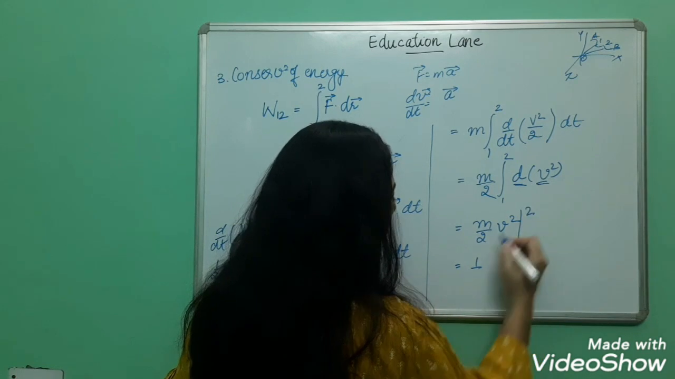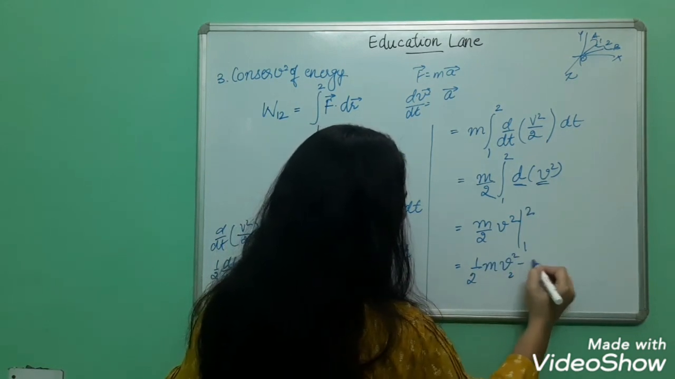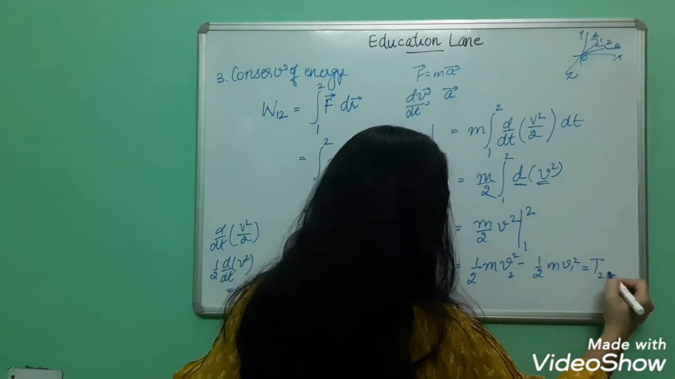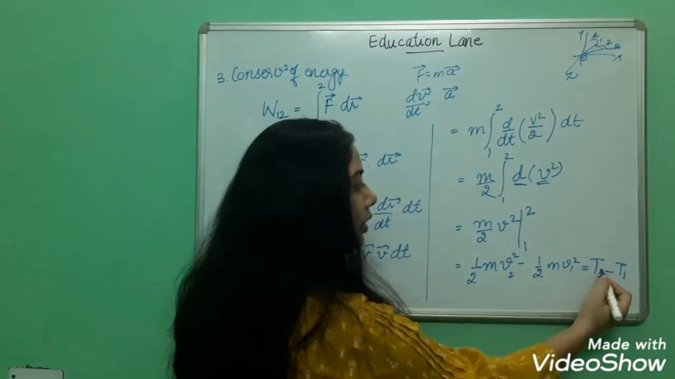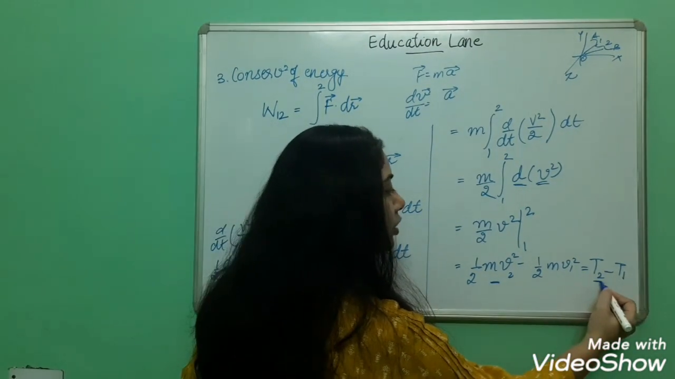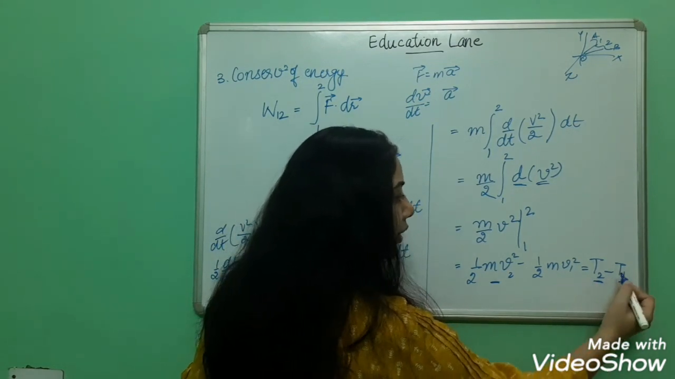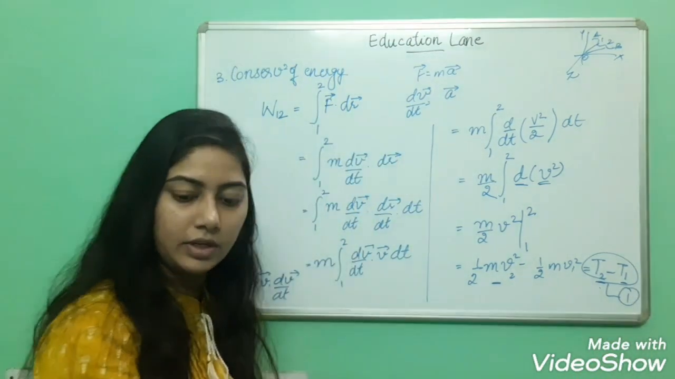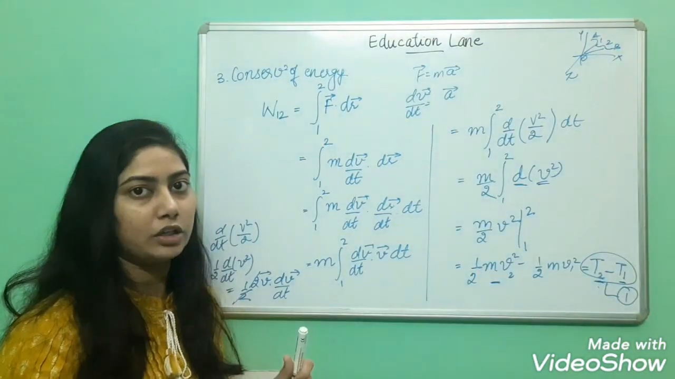From point 1 to 2. I have represented my kinetic energy with the term T. T2 is the kinetic energy at point 2, T1 is the kinetic energy at point 1. So remember this result: work done is T2 minus T1. Now let's move on to the potential.